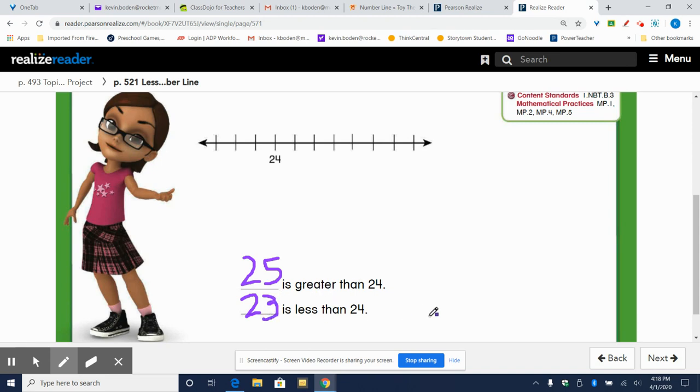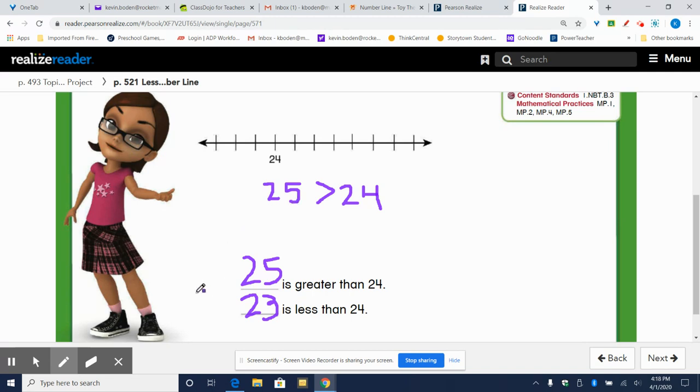I'm going to give you a little challenge right now. Who wants to figure out and tell me how to write 25 is greater than 24? So if I start with 25 up here, what symbol could I put in there instead of writing all those words? So we have 25 is greater than 24. And I know it's right because the alligator that we talked about yesterday always eats the bigger number. And look, it's eating the bigger number. So I know I'm right.